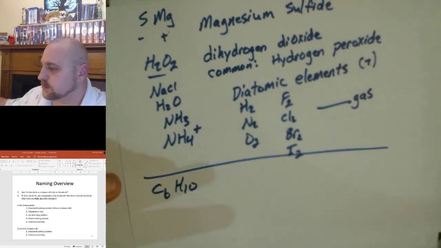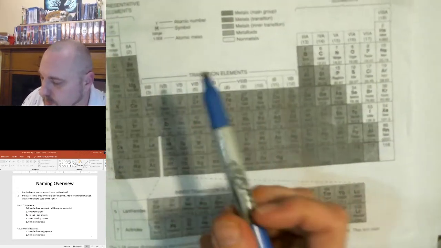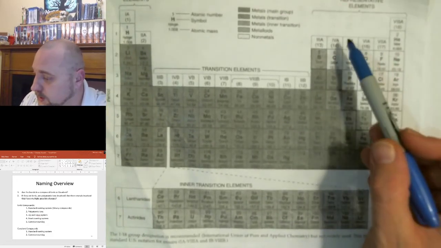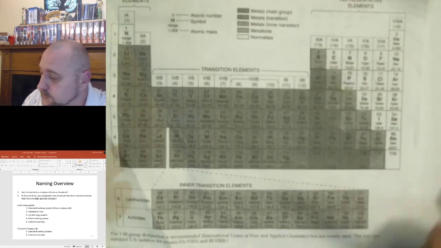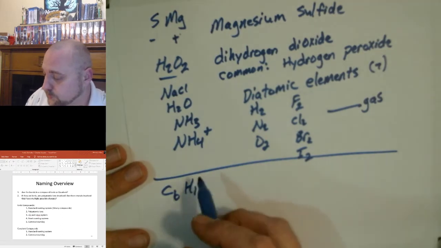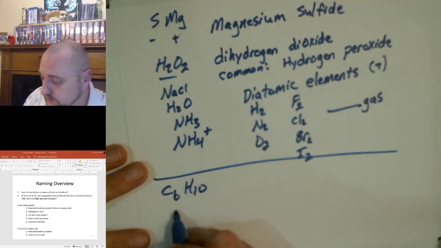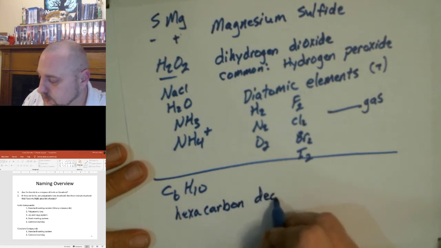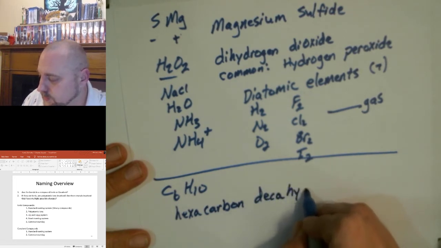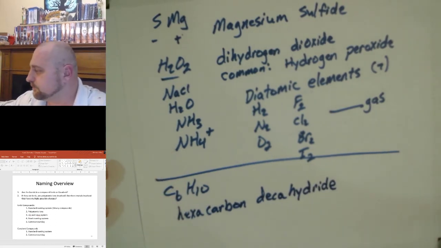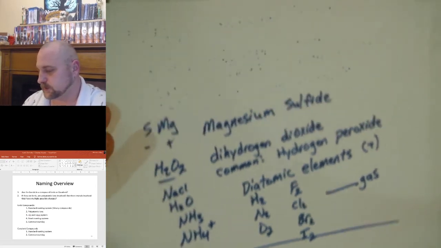C6H10. Just looking over at my periodic table, I've got carbon and hydrogen. Don't forget it'll be moved, and so this is actually a nonpolar covalent bond. So I'm going to use my prefixes. So 6 happens to be hexa, so I'll have hexacarbon because it comes first. 10 is deca, and hydrogen becomes hydride. That simple.